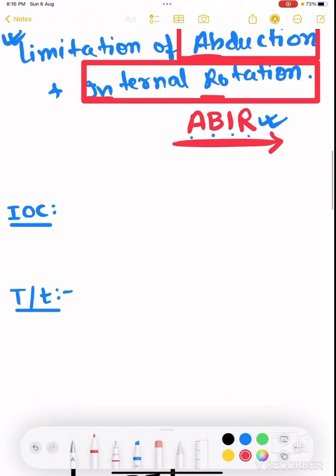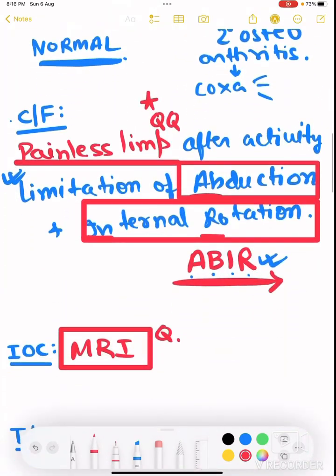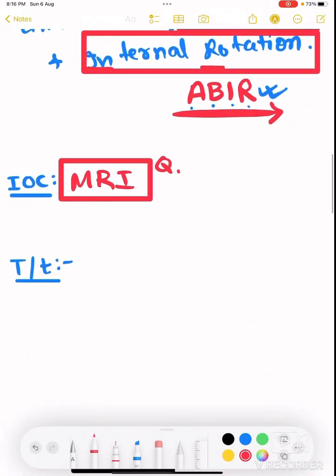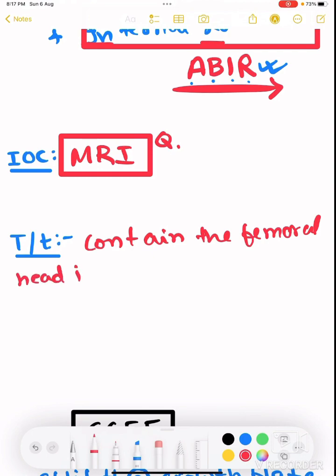What is the investigation of choice? The investigation of choice is nothing but MRI. Of course, it will be MRI because you won't be able to see these cartilaginous structures in X-ray, right? And what is the treatment? The treatment is mainly to contain the femoral head inside the acetabulum. If it remains inside the acetabulum, the vascularity will be intact, right?